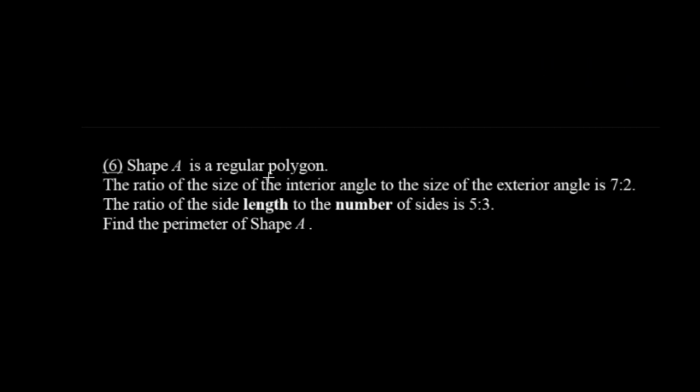Right, we've got shape A, a regular polygon, and we're given the ratio of the interior to the exterior angles is 7:2, and the ratio of the length of each of the sides to the number of sides is 5/3. Find the perimeter of this shape.